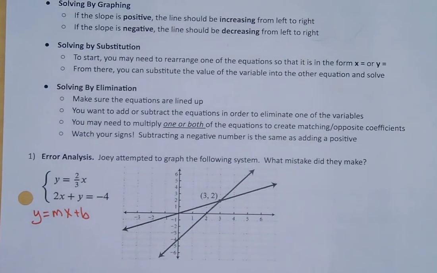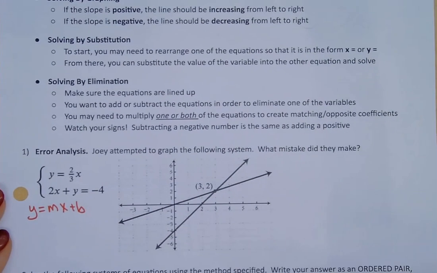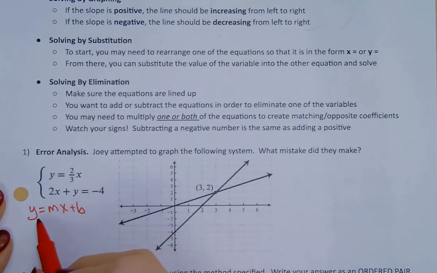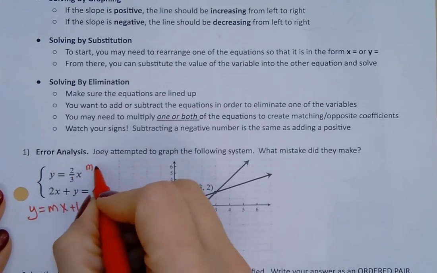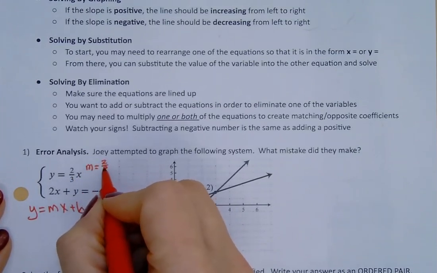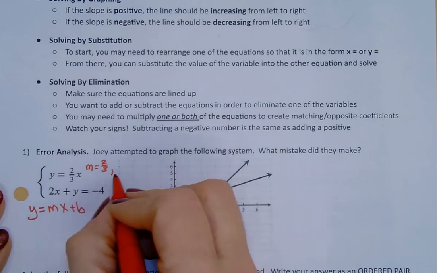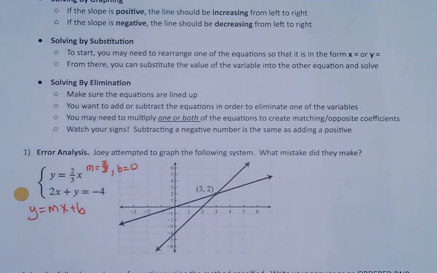So I'm going to use that method, and on my own, I'm going to graph these same two lines, and just make sure that Joey didn't accidentally graph the lines wrong. Okay, so y equals mx plus b, that means my m here in the first equation is 2/3. So rise over run, it means I go up 2/3. And my y-intercept is 0, right? Because there is no y-intercept there.